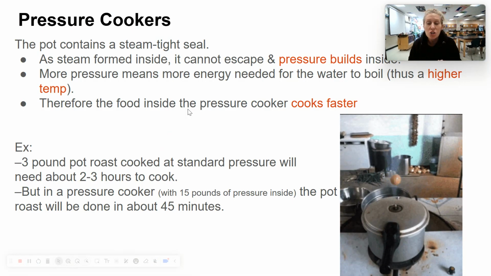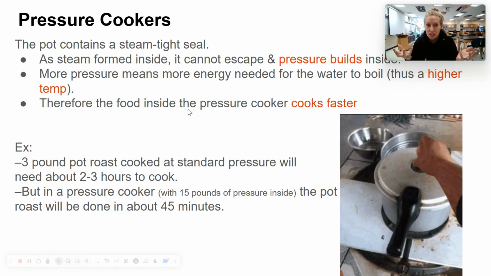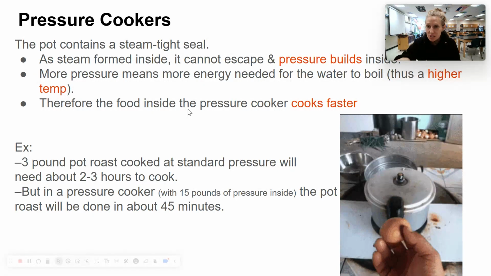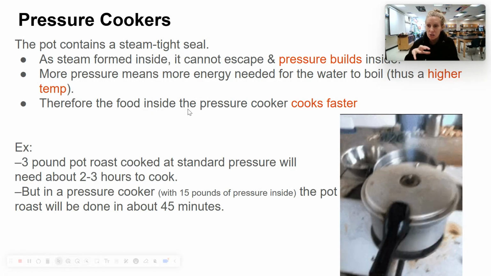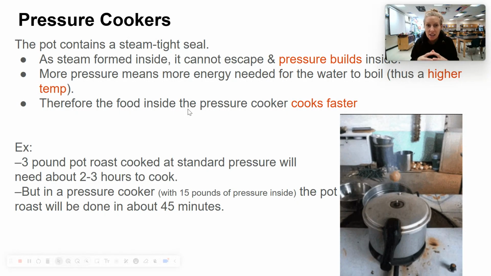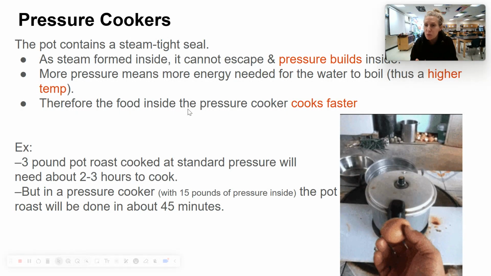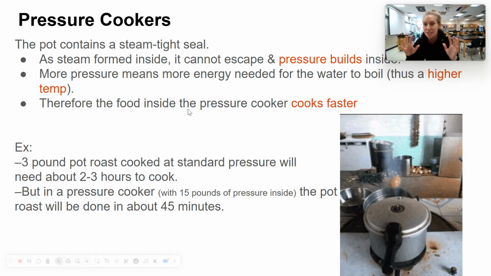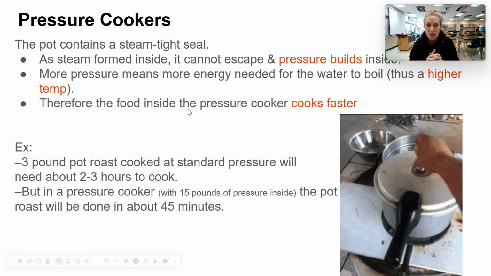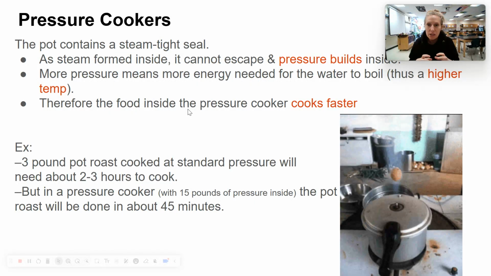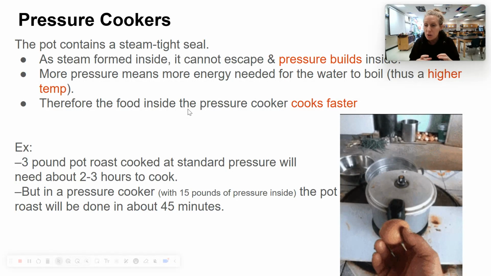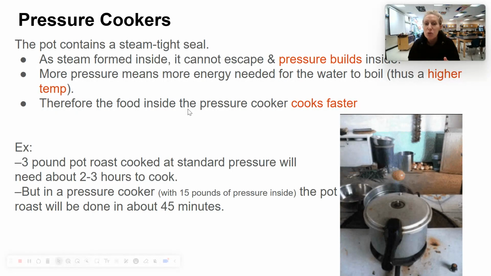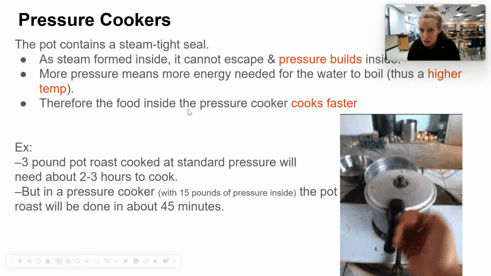So one last thing here, we can use this science and this physics to create or use what we call a pressure cooker. So the pot, as you can see in the image here, contains this seal that is steam tight. As it cooks, right, and as the water begins to boil on the inside, steam forms in the inside, but it can't escape. And so pressure begins to build. When there's more pressure, that means more energy is needed for the water to boil. That means that your water can get to a higher temperature, right? Therefore, the food inside the pressure cooker will cook even faster.